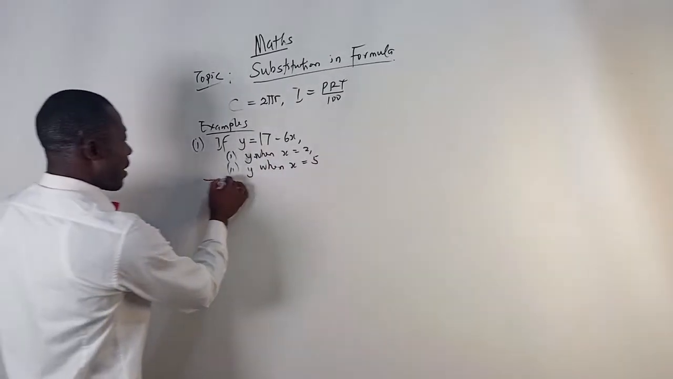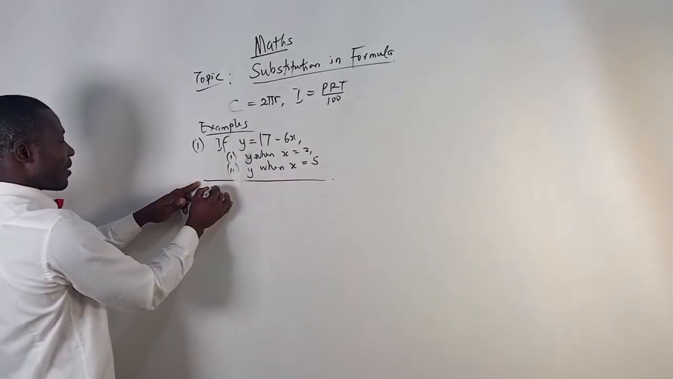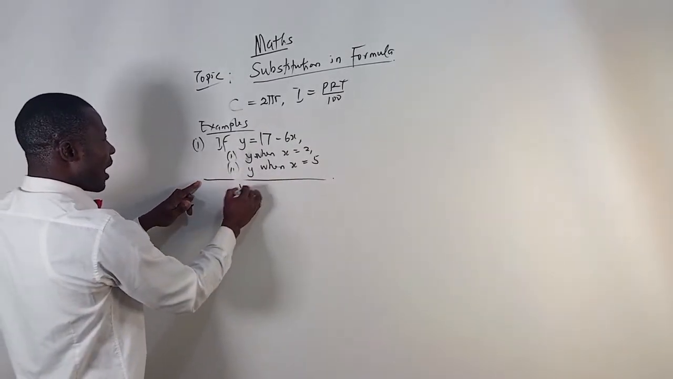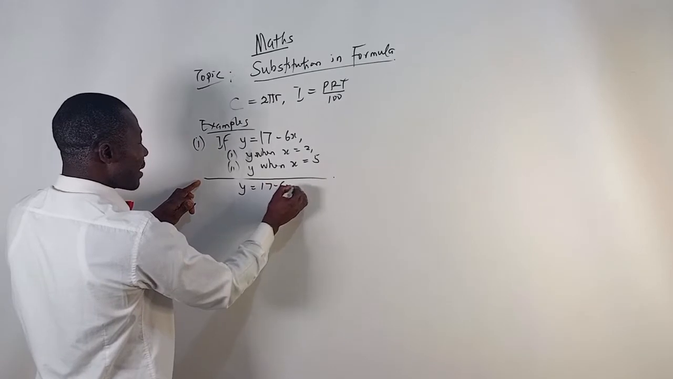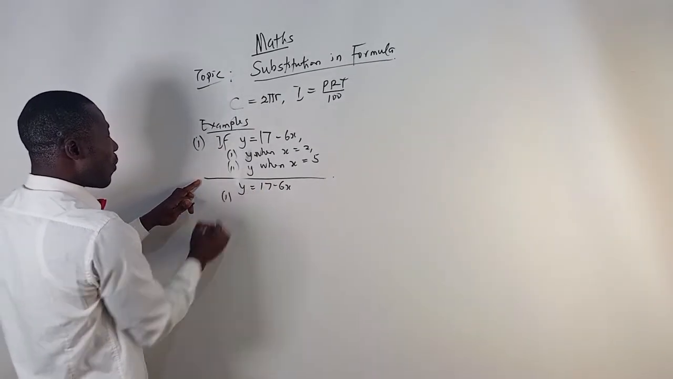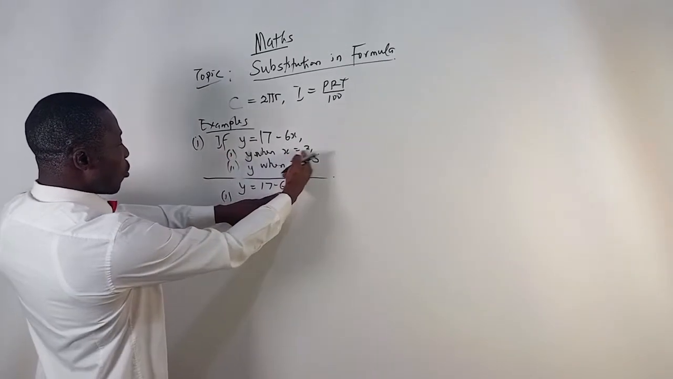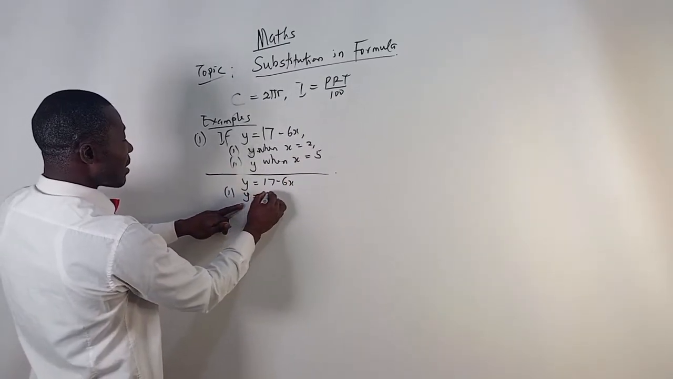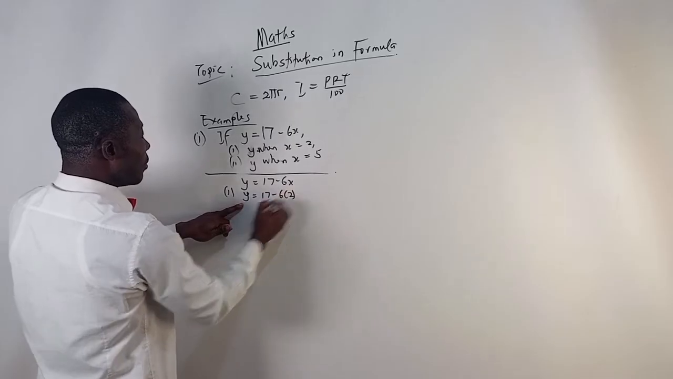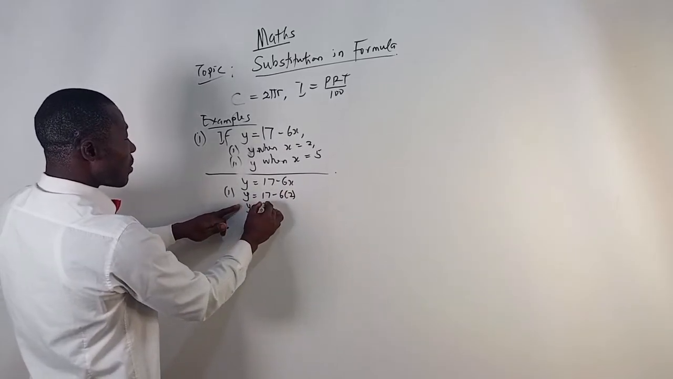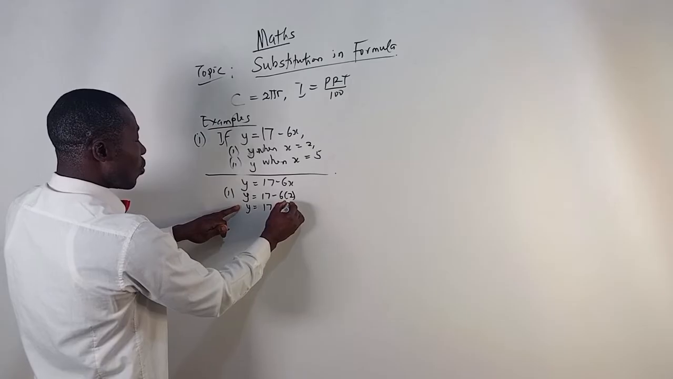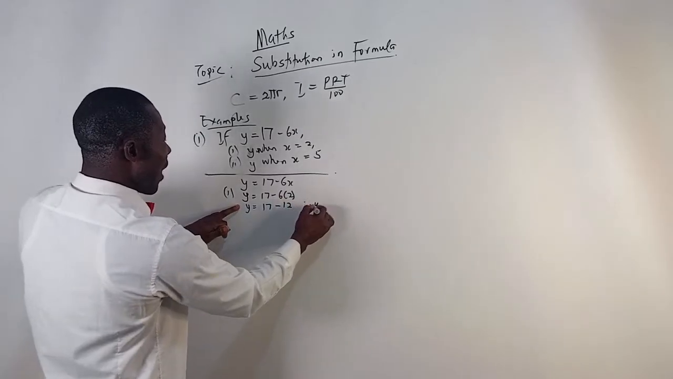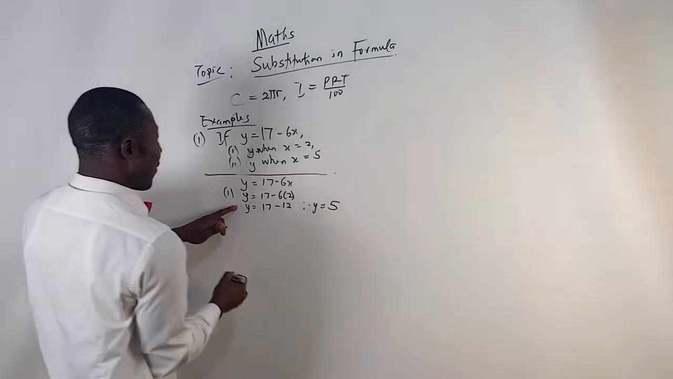Now, let's take them one after the other. The first question, the equation says y equals 17 minus 6x. Whenever we see x, we put 2. So we have y equal to 17 minus 6 times 2, y equal to 17 minus 12, therefore y equals 5.